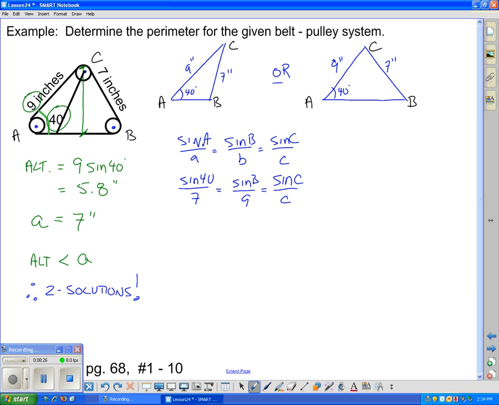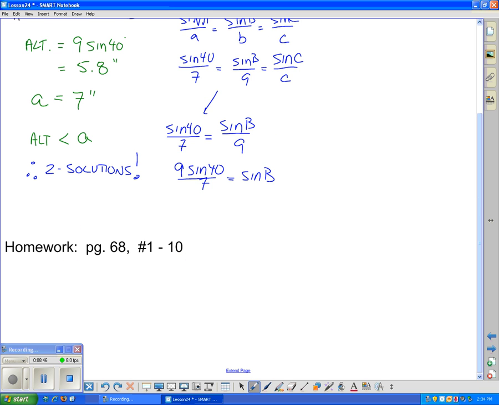So I don't even know any information about C, so really all I can do is find angle B at this point in time. So sine of 40 over 7 equals sine of angle B over 9. So 9 multiplied by sine 40 over 7 is going to give me sine B. So that would mean that angle B is equal to sine inverse of that. So I go ahead and calculate 9 times sine 40, divide that by 7, shift sine, 55.7 degrees.